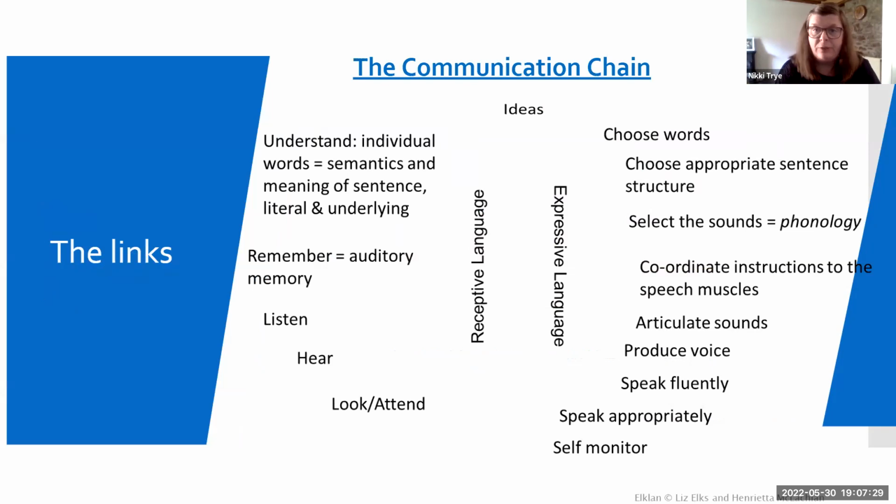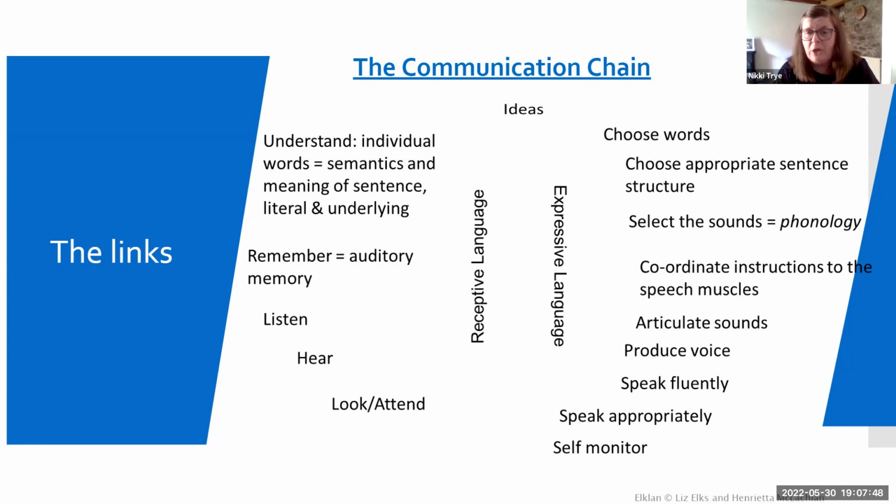Okay, so this is what's called the communication chain. I'm not about to read it all out now, because you guys hopefully have a copy of the presentation. The main thing that I want us to get our heads around is the fact that it really is a chain. Every single part of this is viewed as a separate link.